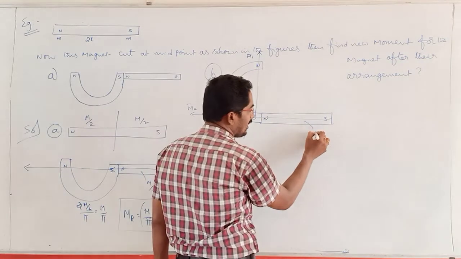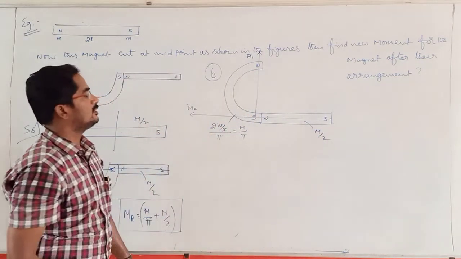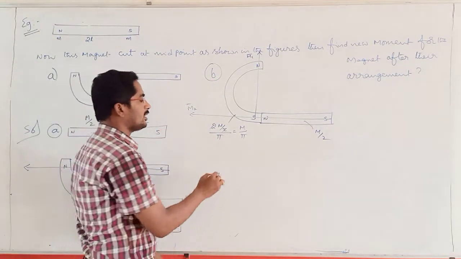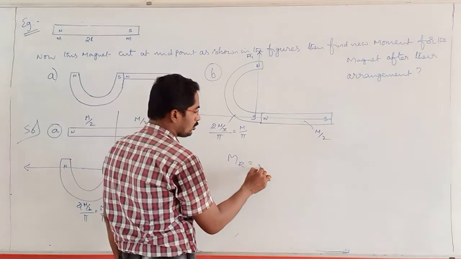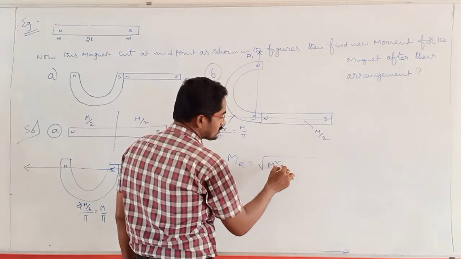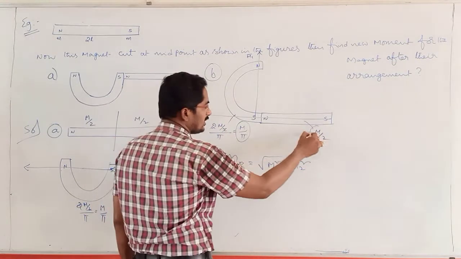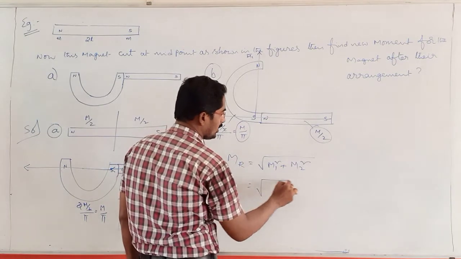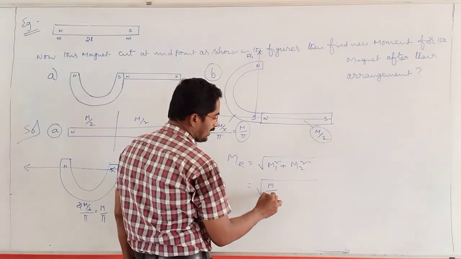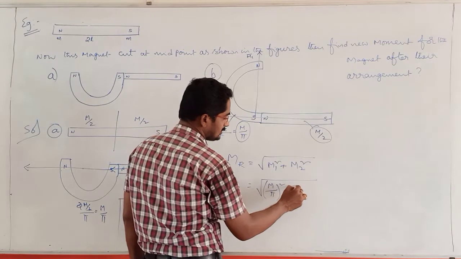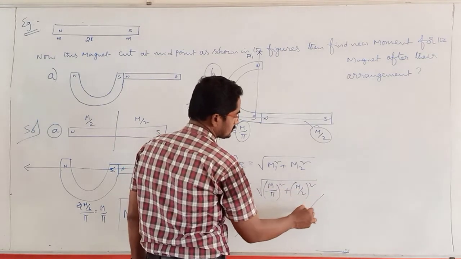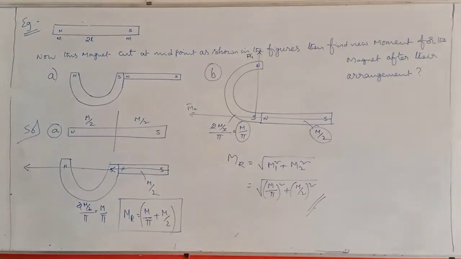For this, the moment value is M by 2 only. So whenever M1 and M2 are perpendicular, the resultant moment is equal to root over M1 square plus M2 square. M1 means this, M2 means this. So what should you get? Root over M by pi whole square plus M by 2 whole square. Okay, this is the problem.